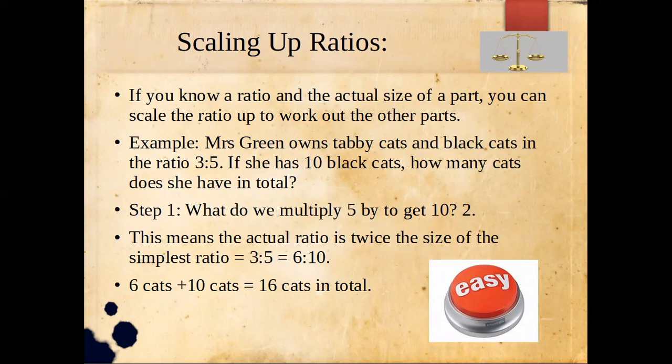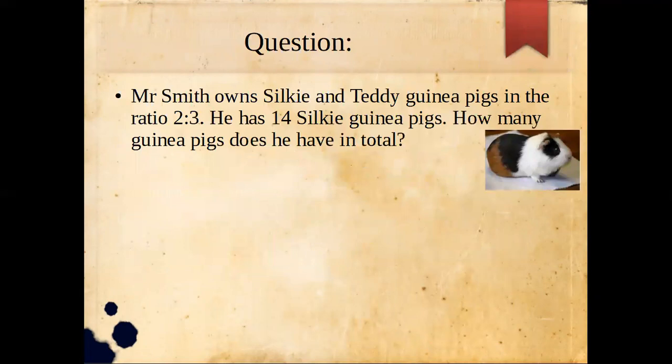It's not too difficult, but we've got a question for you to try just in case it doesn't make much sense. So, Mr. Smith owns Silky and Teddy guinea pigs in the ratio 2 to 3. He has 14 Silky guinea pigs. How many guinea pigs does he have in total? Pause the video, give this a go, and then I'll go through the answer.